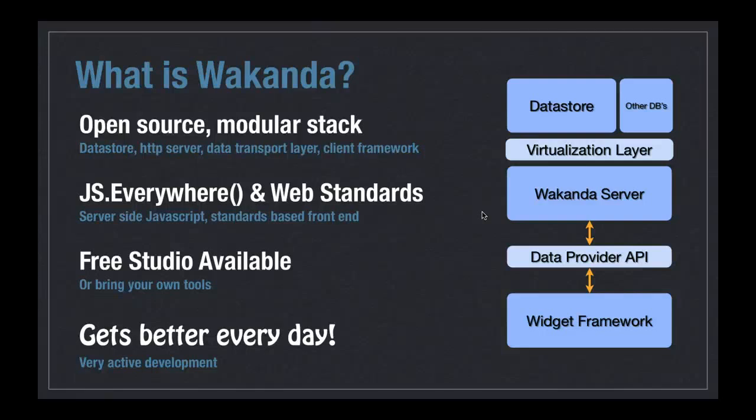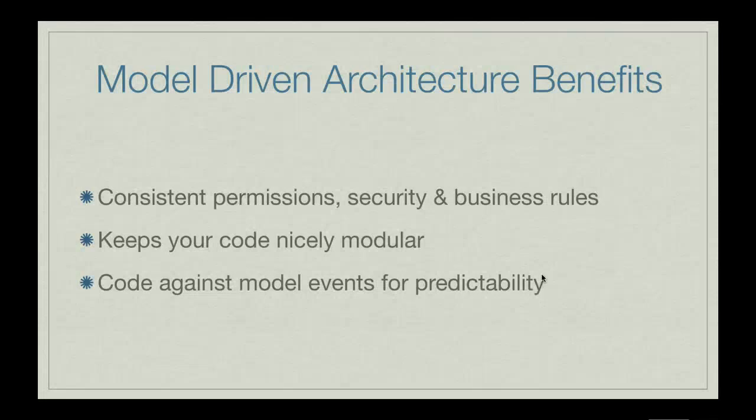Between the server and the client framework, we have a data provider API, and this takes care of serializing data and data transport between the server and the framework. So what are the benefits of a model-driven architecture? You have consistent permissions, security, and business rules. They're built right into your model, so regardless of the client, your business rules will always take effect. It keeps your code nicely modular. It keeps server-side code on the server, and you can code against model events for predictability.